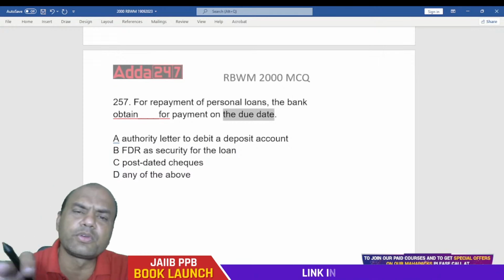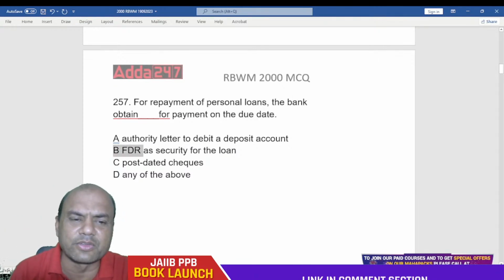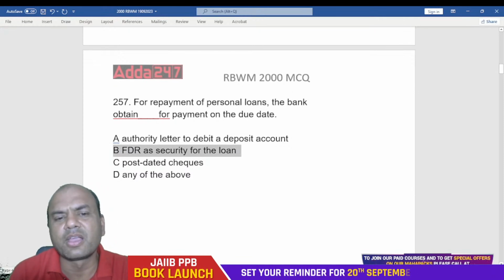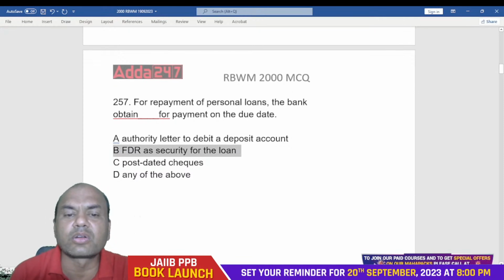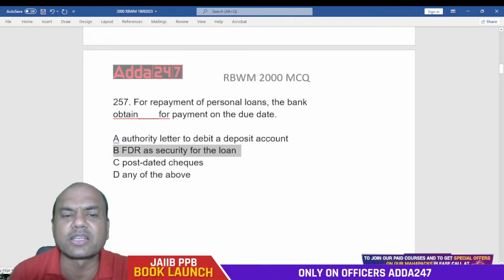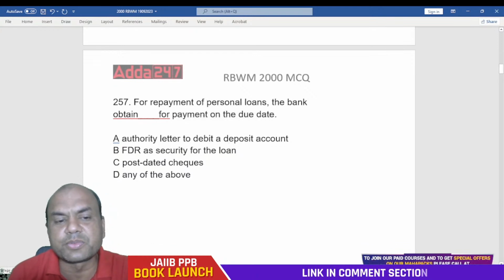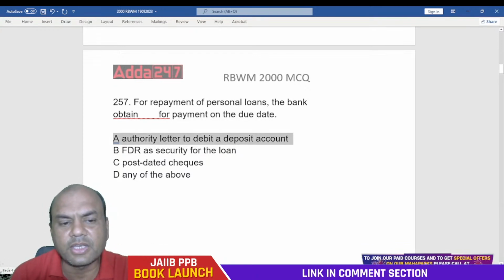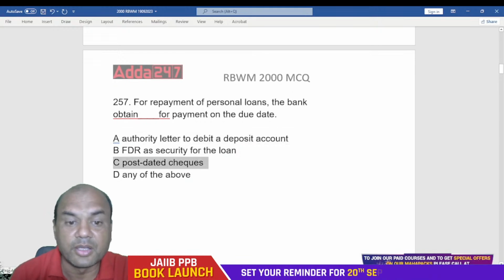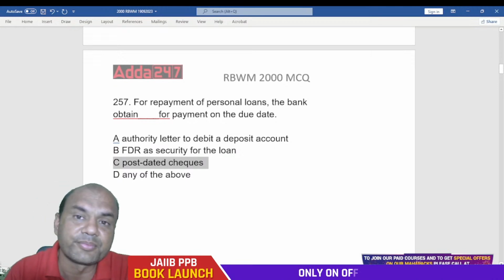I know all of you will get confused over here between A and C, because B, everyone knows, is not something which is taken for the due date point. Okay, FDR is taken as a security. That security has nothing to do with payment on the due date. All of you will get confused between A and C because you feel both of them are right. A is also right, C is also right.